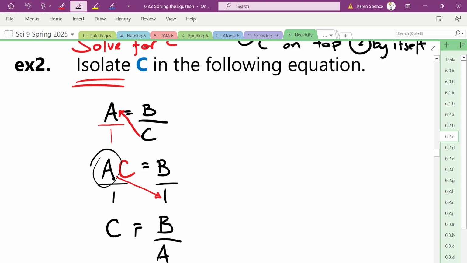And lastly, we want C on the left, and guess what? It already is. So we are done with that. And that's it for today. So your homework, finish off 33 and 34, and we'll do more of this solving stuff next day.